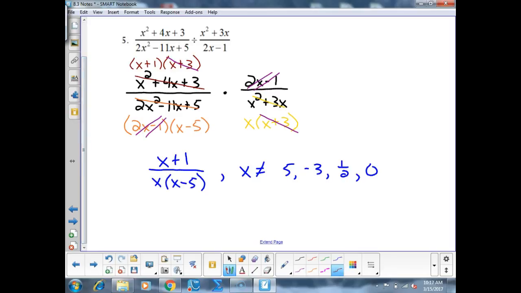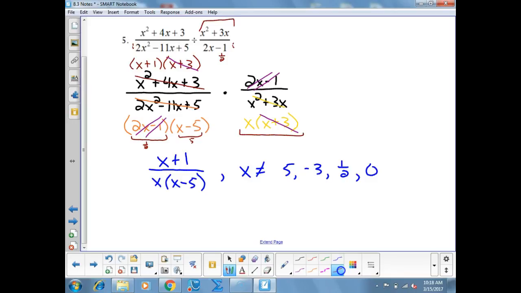Okay? So this denominator here, this is this one, so that's my 1/2. And this one, so that's my 5. So I got those two. Okay? This denominator here is 1/2. Got that one. Then this denominator, which was really this top up here, gives me 0 and negative 3. Got them all. Bada bing, bada boom.